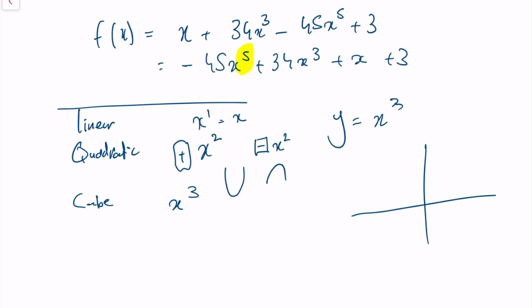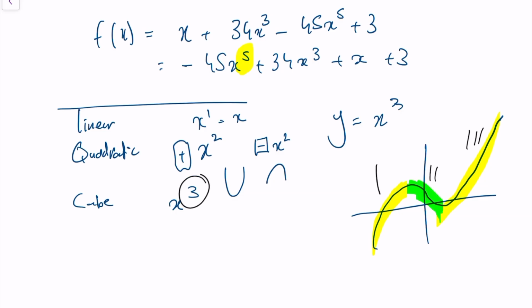When it comes to a cubic graph, it's going up like this, then down, then up again. It's going up in this part of the graph, then it's going down in this part of the graph, and then it's going back up in this part of the graph. How many is that? That's 1, 2, and 3. So that's why the power is 3 on the cubic graphs.